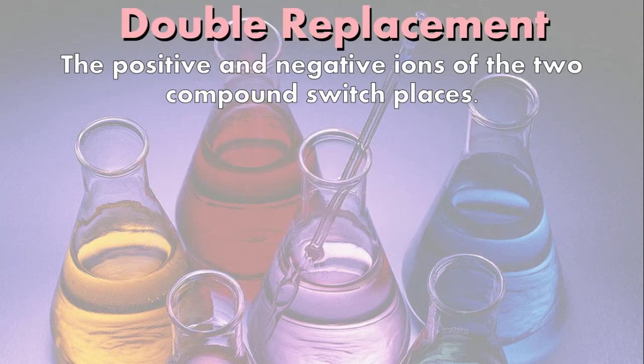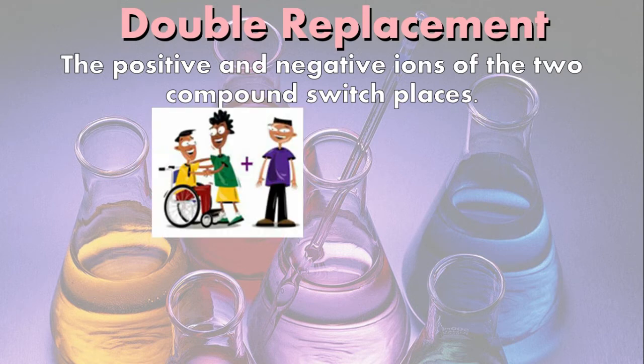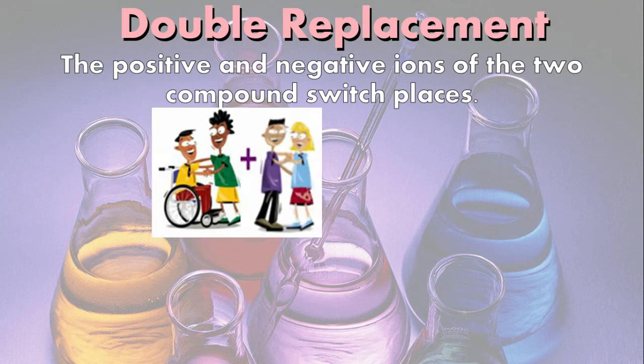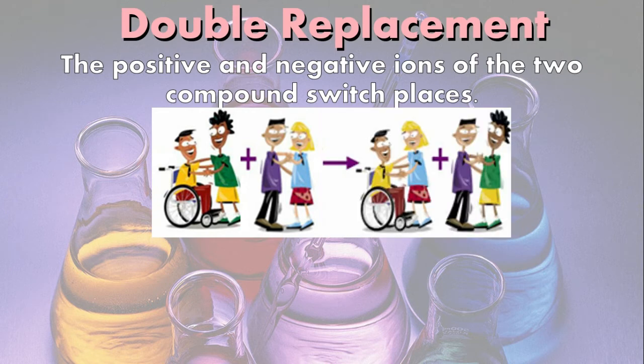Now let's go to the double replacement reaction. This is also called the double displacement reaction. Here, the positive and the negative ions of the two compounds switch places. Let's go back to the analogy of the two friends. Remember, in the single replacement, the guy found another partner. When a double replacement reaction occurs, they will switch partners. So the two friends are back together again. They are now happier.